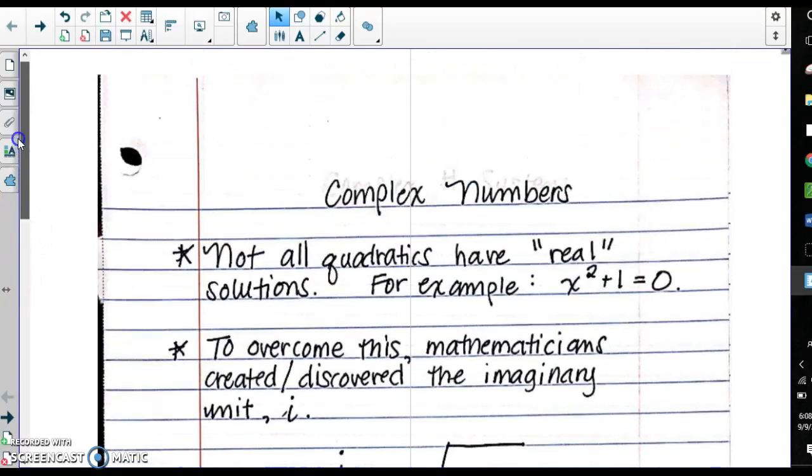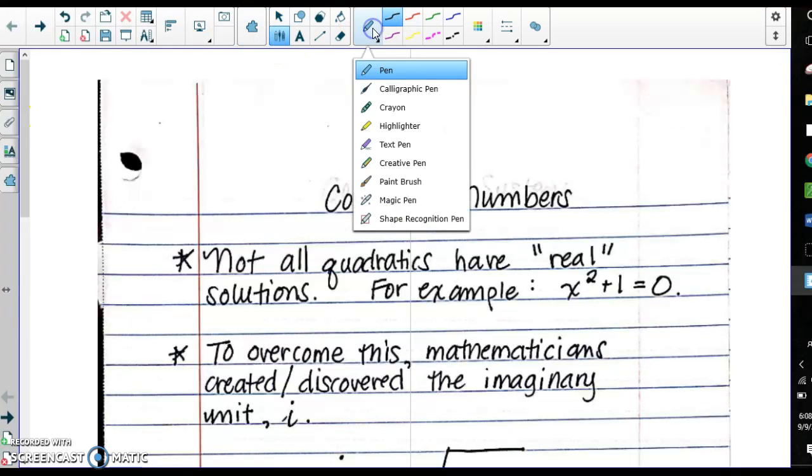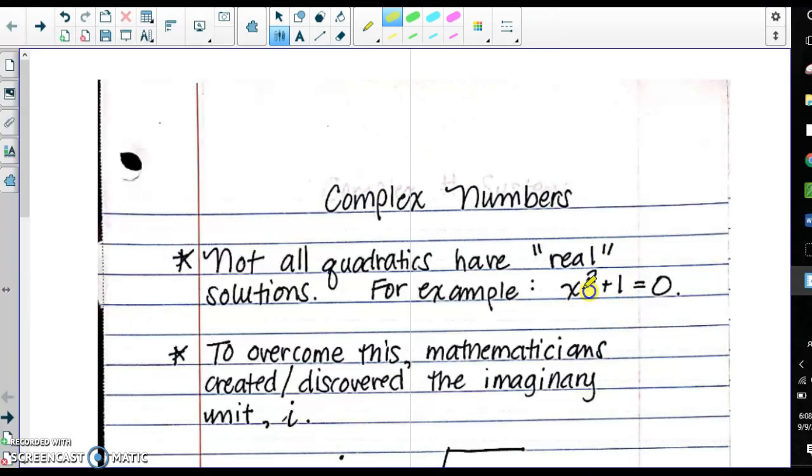Hi guys, this video is on complex numbers. We use complex numbers when solving quadratics because not all quadratics have real solutions. An example of a quadratic equation that does not have real solutions is x squared plus 1 equals 0. And you saw why that was in the video that you guys just watched.